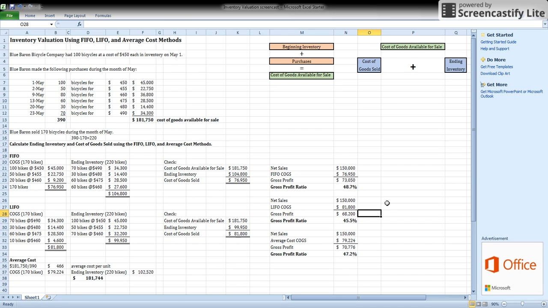However, if you're looking at income taxes and you're concerned about income taxes, LIFO is going to give you a lower net income number, and you will be paying lower income taxes. So this completes the series of screencasts on inventory valuation.